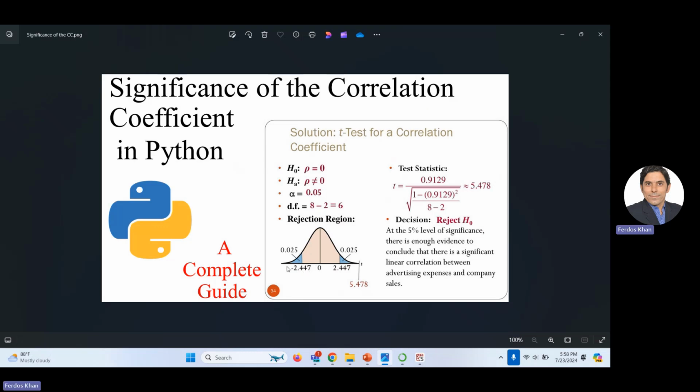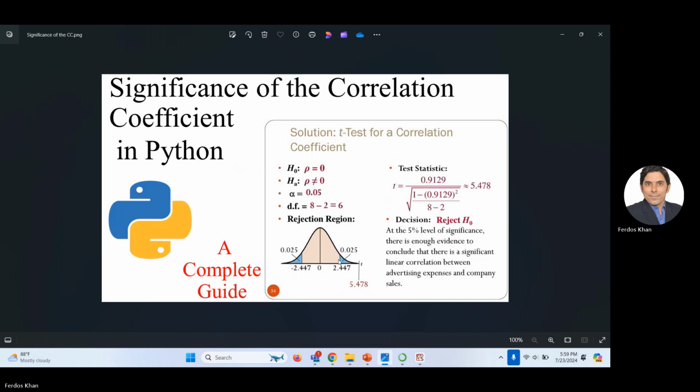On the left tail, this is minus 2.447. In the right tail, it is 2.447. This is a symmetric distribution, so the values are similar but with a different sign, remember. Now, you need to calculate the test statistic using the same formula as I mentioned on the website, with this significance level and this degree of freedom, and the correlation coefficient is 0.9129. You need to take a square and divide by this. So this is the value.